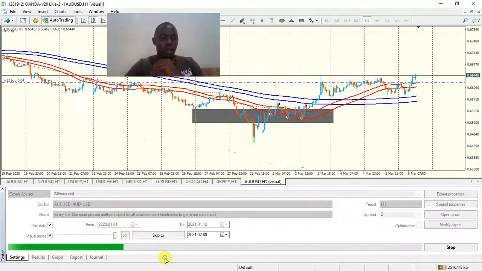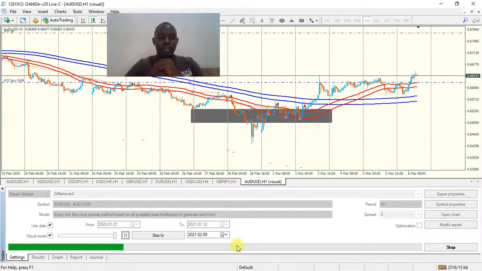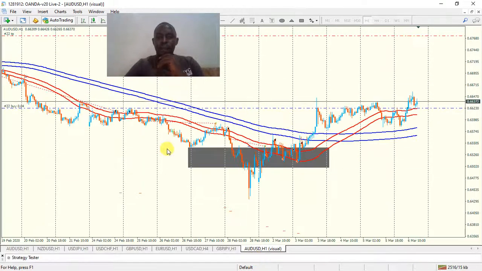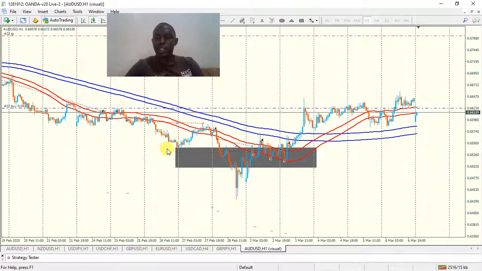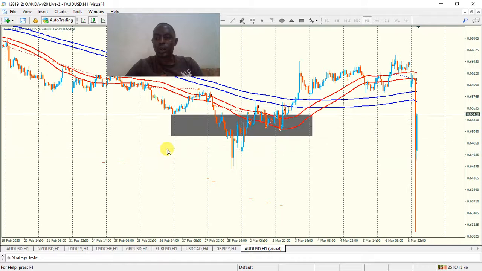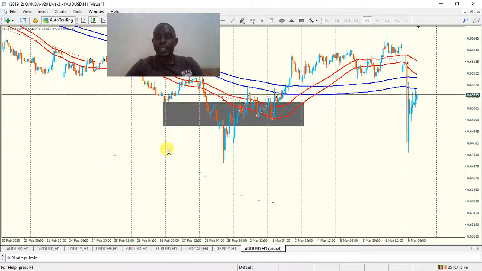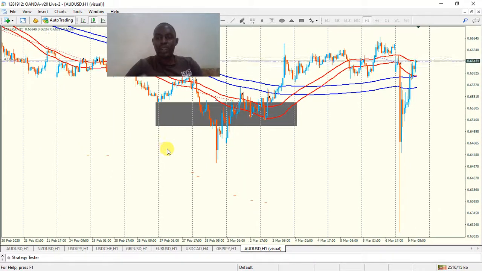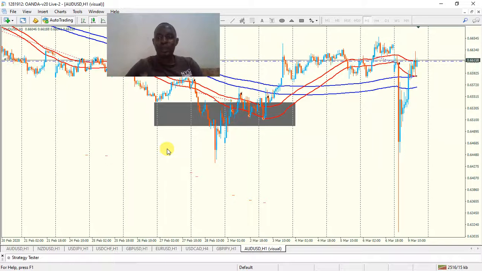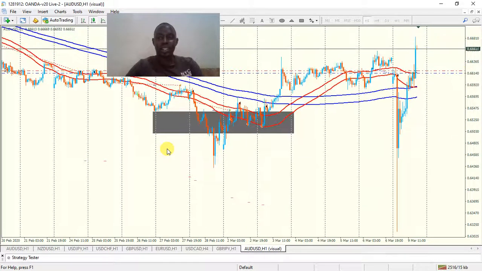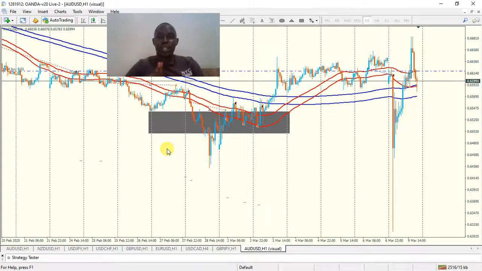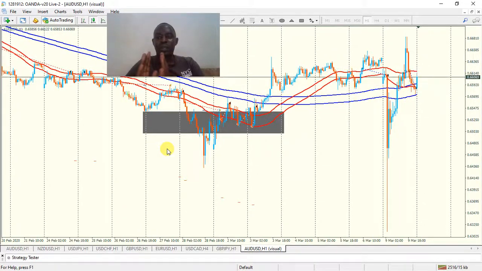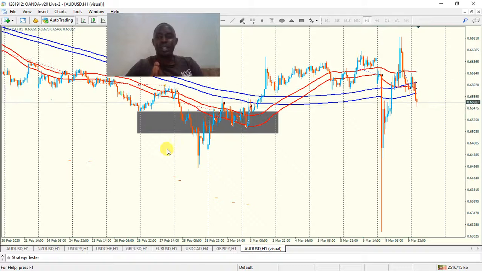I want you to see the buy side of this. Let's see if we can get a few buy positions. Not going well. Yep, so look at that. Look at how long that spike was. Look at that spike. It wiped out accounts last year, wiped out accounts terribly. So that's one of the beauties of using an automated trading system.